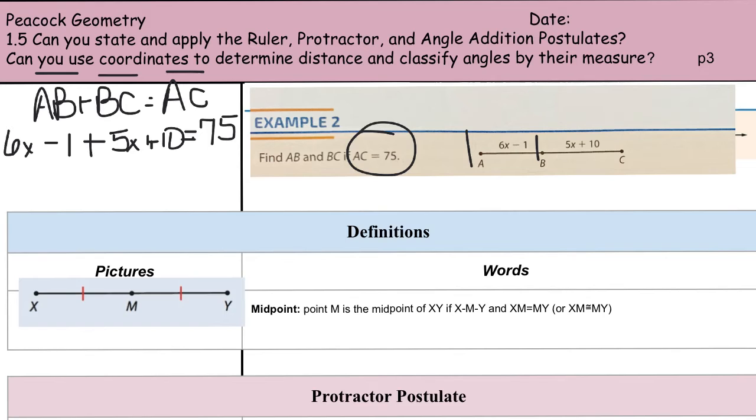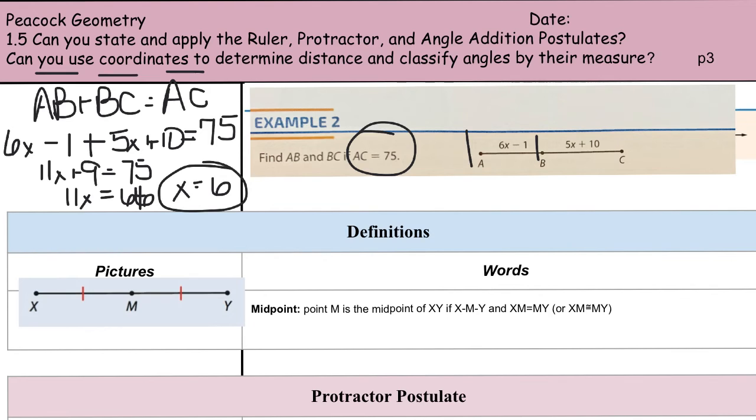Now this just becomes a straight algebra problem. 6x plus 5x is 11x plus 9 equals 75. And if we continue to solve for that, we have 11x is equal to 66. 66 divided by 11, so x is equal to 6. So looking at the question though, we have found x. Please always go back and read the question before you are done, because the question says find AB and BC.